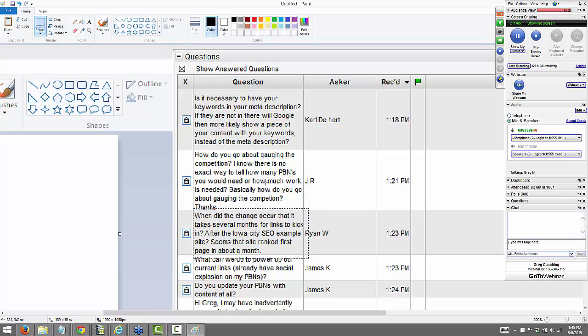All right, when did the change occur that it takes several months for links to kick in? After the Iowa City SEO example site. Seems that site ranked first page in about a month. Again, remember that's an easier keyword, Ryan. And it's also an EMD, so EMDs can rank a little quicker. And then also the traffic that we got for it, natural traffic, helped it rank quicker.